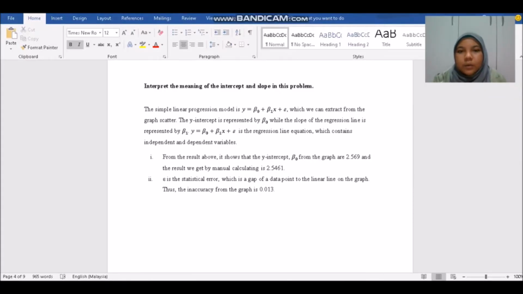So today I will continue on to interpret the meaning of the intercept and slope in this problem. The simple linear regression model is y equals beta 0 plus beta 1 x plus epsilon, which we can extract from the scatter graph. The y-intercept is represented by beta 0, while the slope of the regression line is represented by beta 1. Y equals beta 0 plus beta 1 x plus epsilon is the regression line equation, which contains independent and dependent variables. From the result above is what we got.